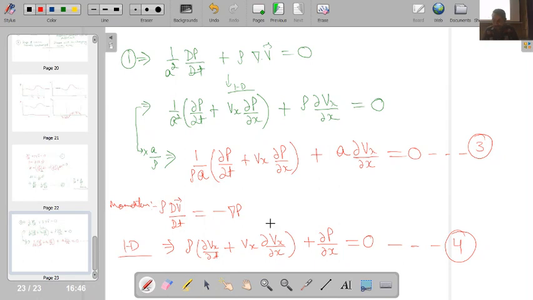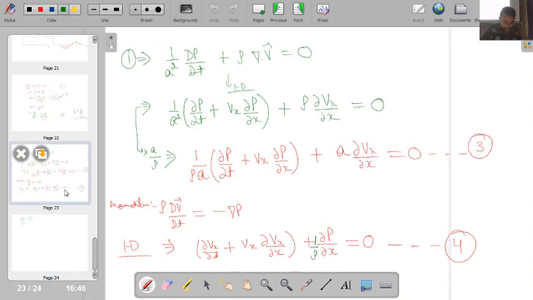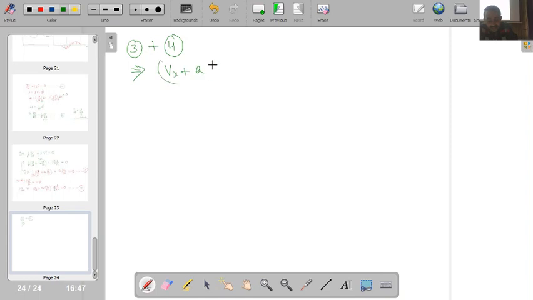Let's also divide throughout by ρ. So that process also let's do here only. So here I will be getting 1 by ρ also. Okay. So I have divided this equation throughout by ρ also. Point is clear? Now what I want to do, I want to add these equations 3 and 4. So let me do 3 plus 4. If I do 3 plus 4, you can see I have a quantity with vx of ∂vx/∂x and A of ∂vx/∂x. So ∂vx/∂x I will take common, I will be getting vx plus A times ∂vx/∂x.